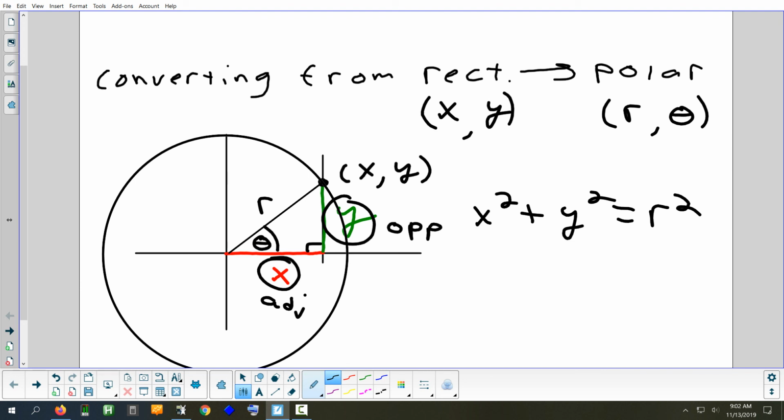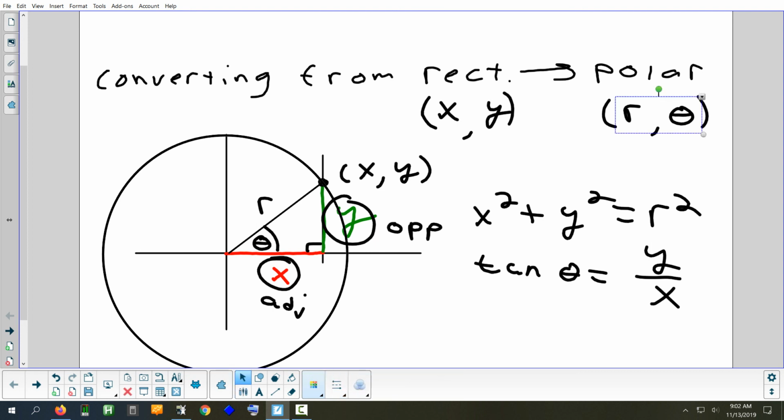I already mentioned this yesterday: the only trig function we haven't used yet is tangent, and tangent is opposite over adjacent. So in this case, tangent equals y over x. Now, we don't really want the tangent of theta. That's not what this coordinate says. This formula says theta. So how would I get rid of tangent? We're going to do inverse tangent. I'm going to write that down nicely on the next page. But that's the basic idea of what we're doing: using the Pythagorean theorem to find r, and then using tangent to find that angle.